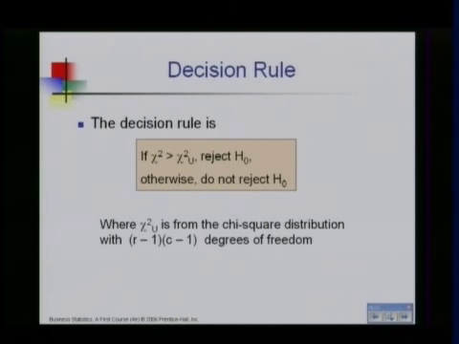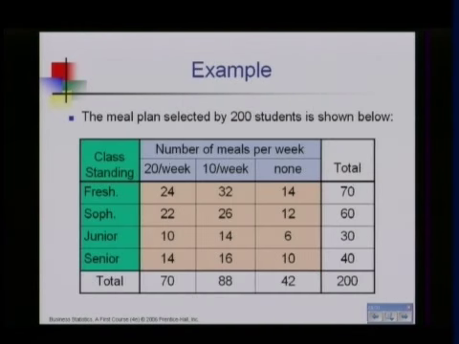So our decision rule is similar to what it's been before. If the calculated value of chi-square is greater than the upper-tailed critical value, I'm going to reject the null. Otherwise, I will not reject the null. r minus 1 times c minus 1, remember, is my degrees of freedom.